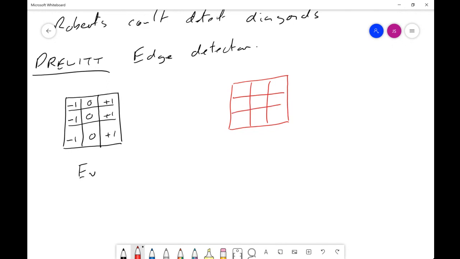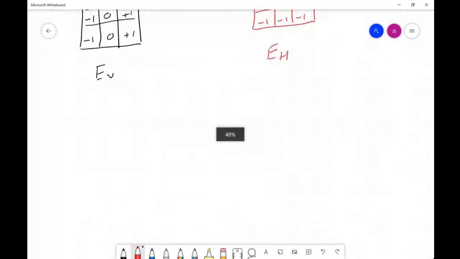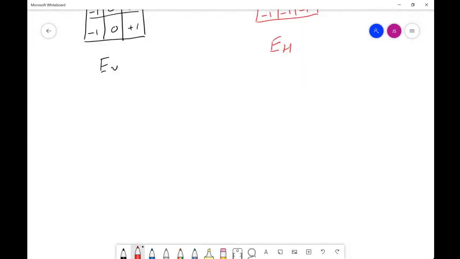will be +1, +1, +1, -1, -1, -1, and naught in the middle. Correlate those two with the image, combine the edge strength threshold, and you will hopefully get an edge image.